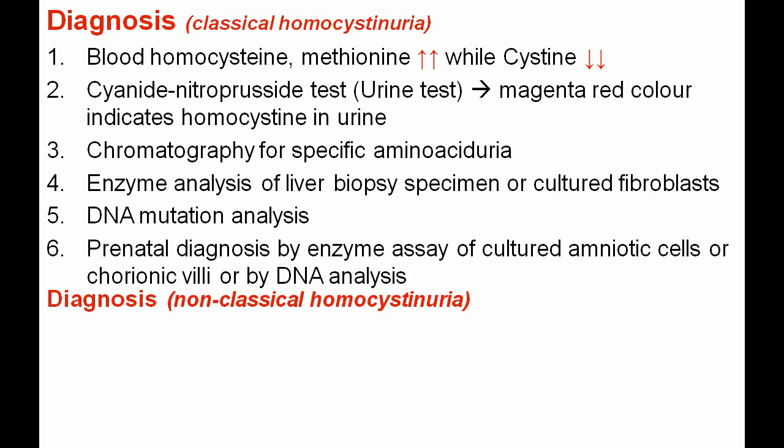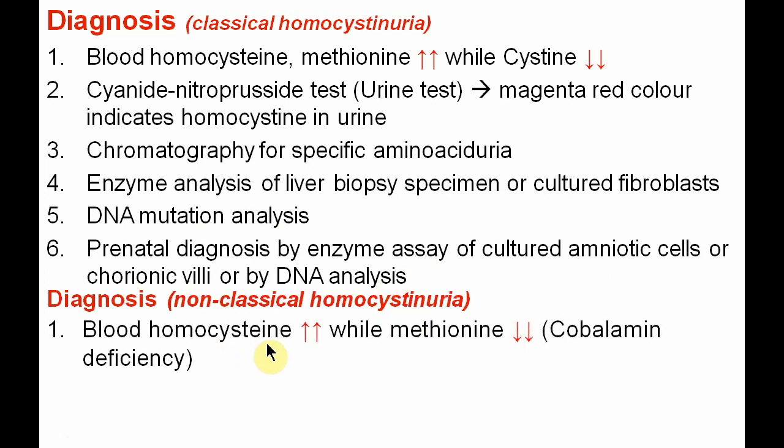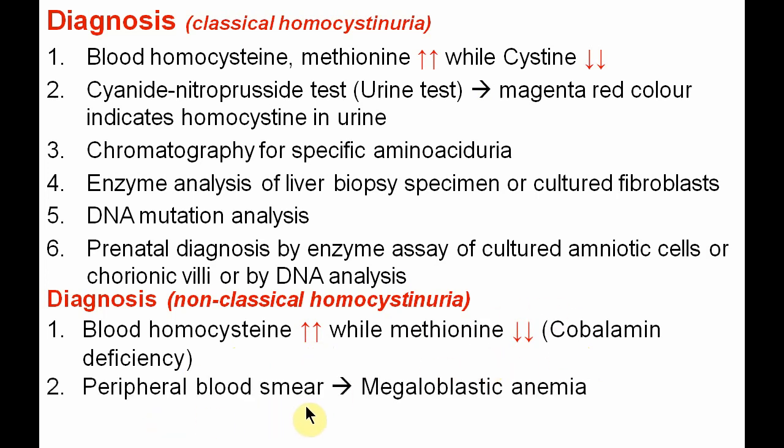Now for non-classical homocystinuria, blood homocysteine level is increased while the methionine level is decreased. If we see the example of cobalamin deficiency, homocysteine is converted back to methionine with the help of vitamin B12 or folic acid. So if these vitamins are deficient, there is lack of conversion of homocysteine to methionine. So homocysteine level is increased but methionine level is decreased. And at the same time, peripheral blood smear also suggests signs of anemia, which is developed by the deficiency of cobalamin or folic acid.